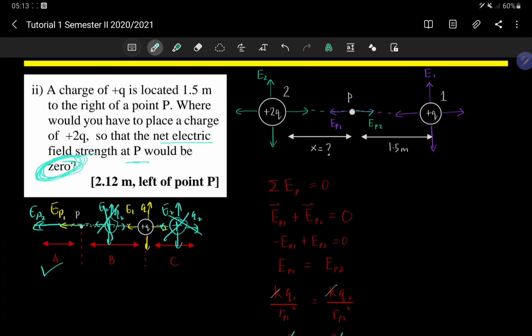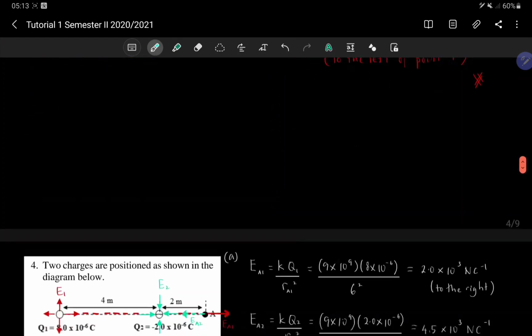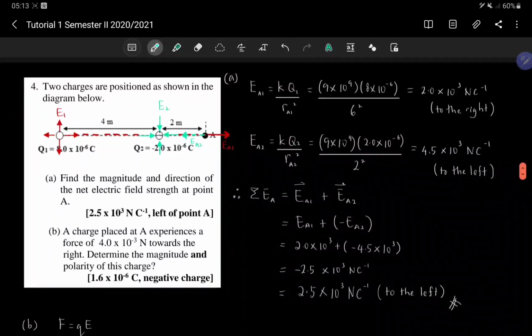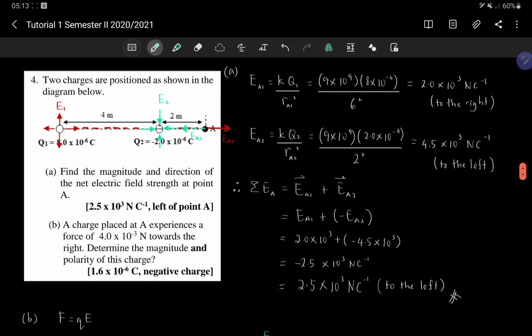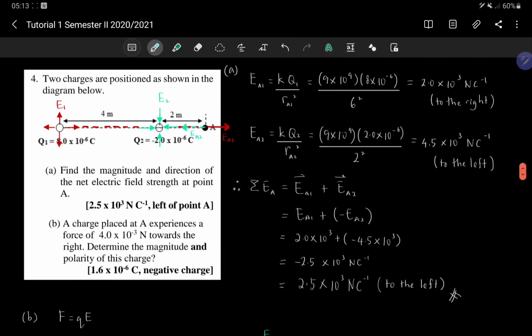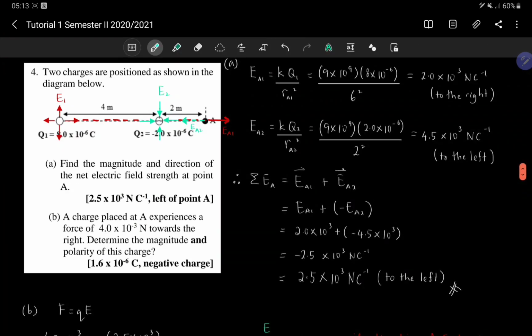Okay, and then question number 4. What do we have? Still under the electric field strength subtopic. So what do we have in question number 4?